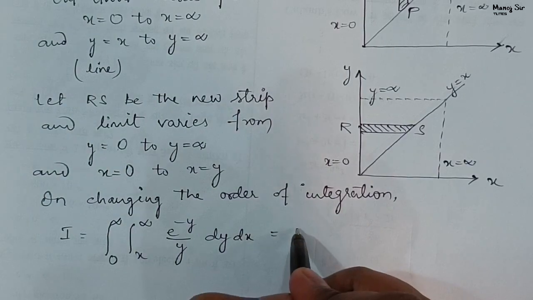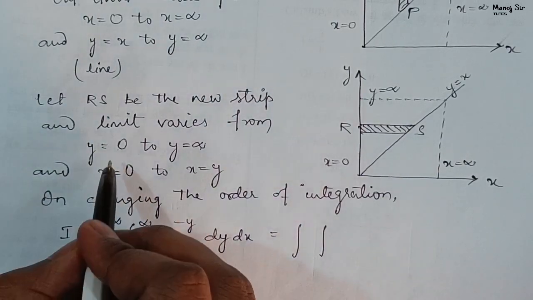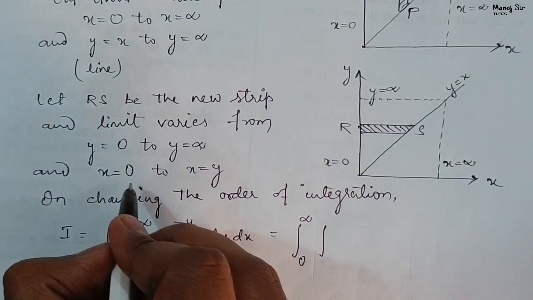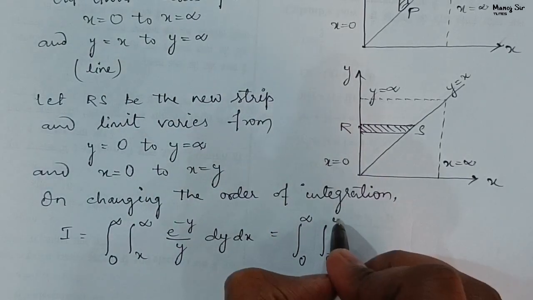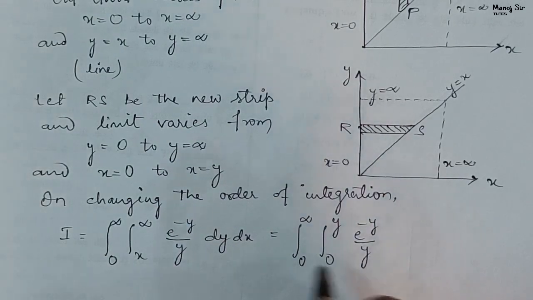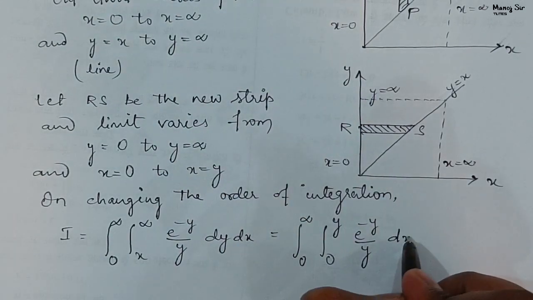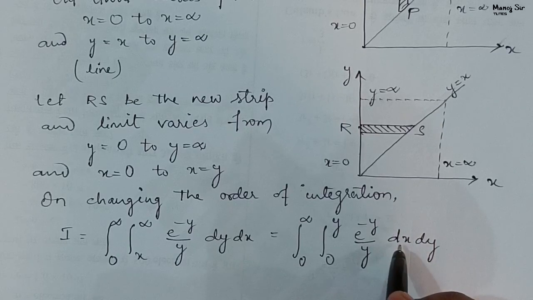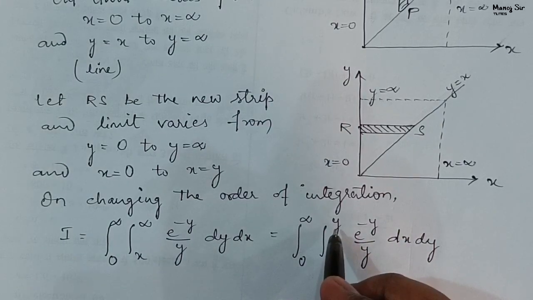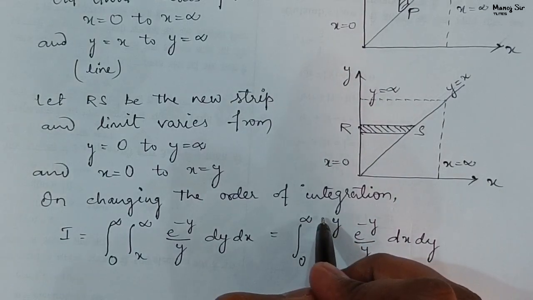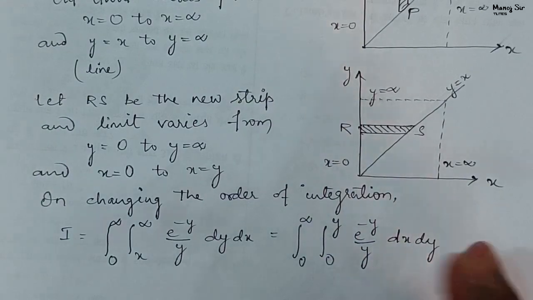So we can change this. The limit should go from 0 to infinity, then 0 to y, 0 to y. The function is as it is, that is e to power minus y upon y. Order should be changed, dx dy. This is the limit of y, sorry, this is the limit of x. So we are writing first dx. Since here we have y, so we can say this is the limit of x. So this order of integration is correct. So we have already changed the order of integration.